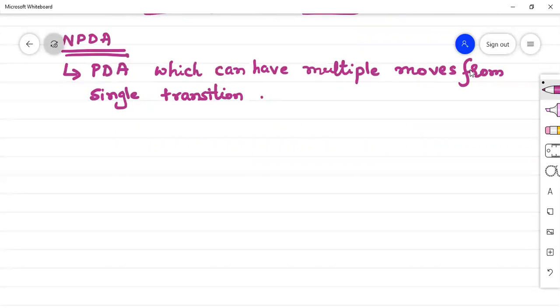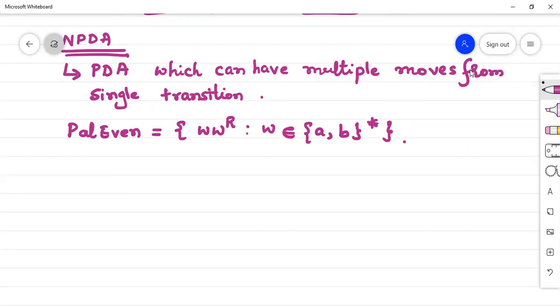All right, for example, let us design how to write a PDA for palindrome, but this time it's an even palindrome. We designed a deterministic PDA for odd palindrome, WCWR. Now let us design the PDA for even palindrome. Okay. So here it's a language which has even length palindromes, means W will have A's and B's, and WR will also have A's and B's, in reverse order of W. Correct? Now this is non-deterministic.